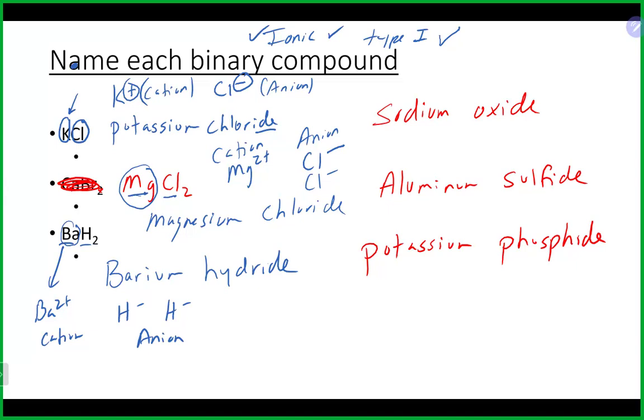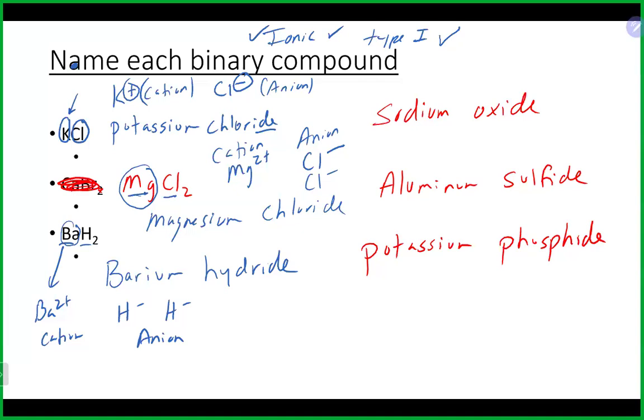The nonmetal, for the most part, in pretty much all naming, except for one area, will end up with IDE at the end of it. And as you will see, you sometimes drop a little bit more from the end of the last part of the name. Some drop a little bit more, but it will always end with IDE for the nonmetal.